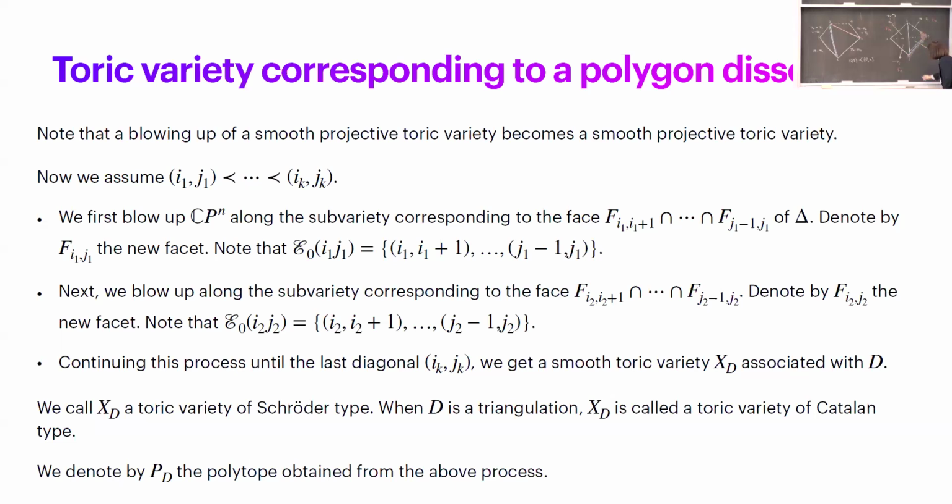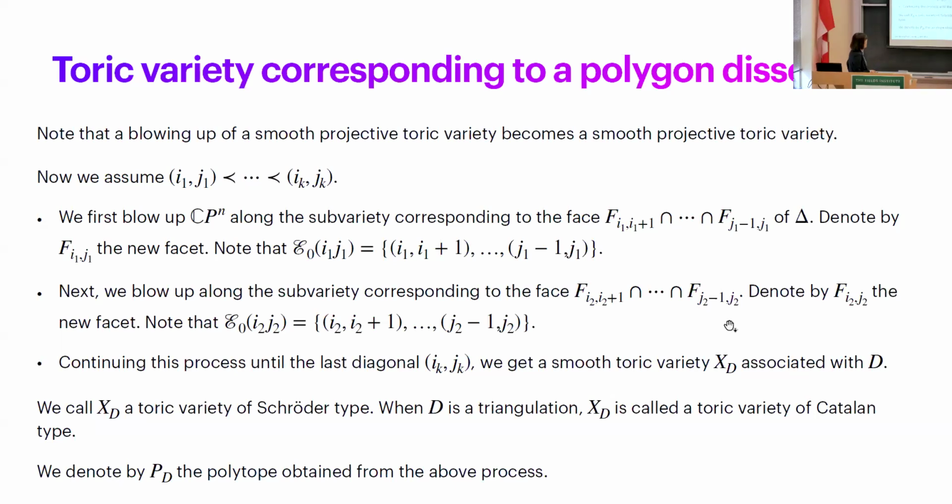And you can see that this polytope is combinatorially equivalent to a 3-cube. In this way, we can define a toric variety associated with the dissection D. Then we call the toric variety associated with the polygon dissection a toric variety of Schroeder type. And when D is a triangulation, we call X_D a toric variety of Catalan type.